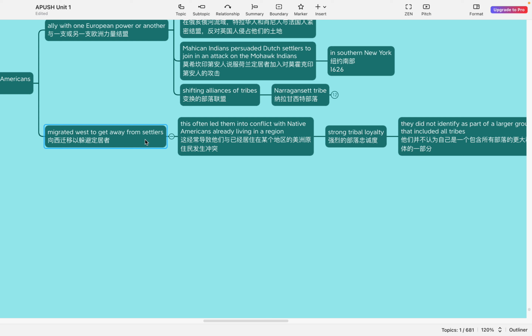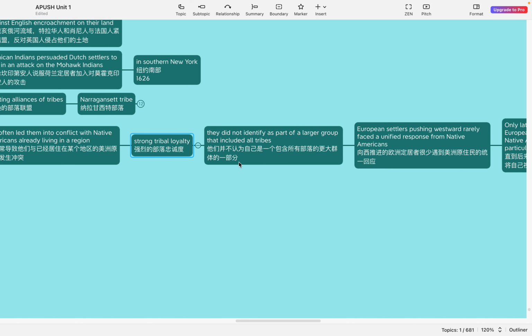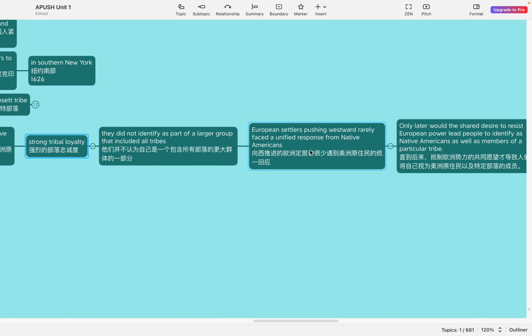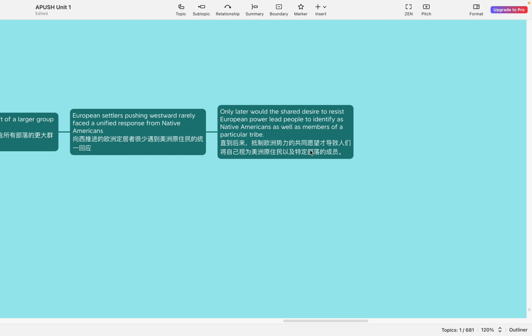Another strategy was to migrate westward to avoid European settlers, which often led to conflicts with tribes already residing in those regions. Tribal loyalty was strong, and Native Americans didn't see themselves as part of a larger unified group, but as members of distinct tribes. This lack of unity provided an advantage to European colonial expansion until the increasing threat from Europeans prompted a broader sense of North American identity.